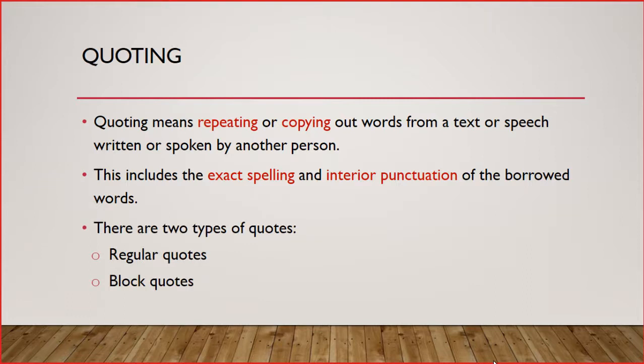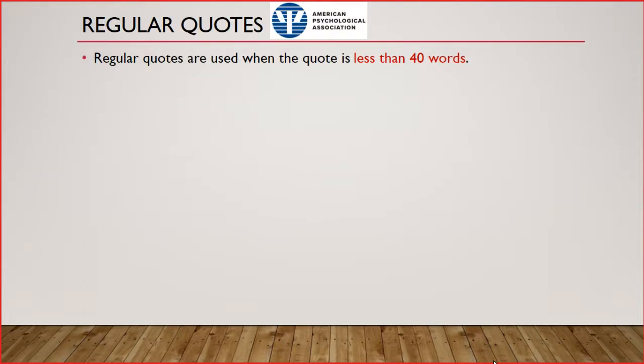And there are two types of quotes, which are regular quotes and block quotes. Okay, let us go one by one. Now what I'm going to show you is first APA, and then I'm going to show you how we do it in IEEE. For the first one, we have what we call regular quotes.